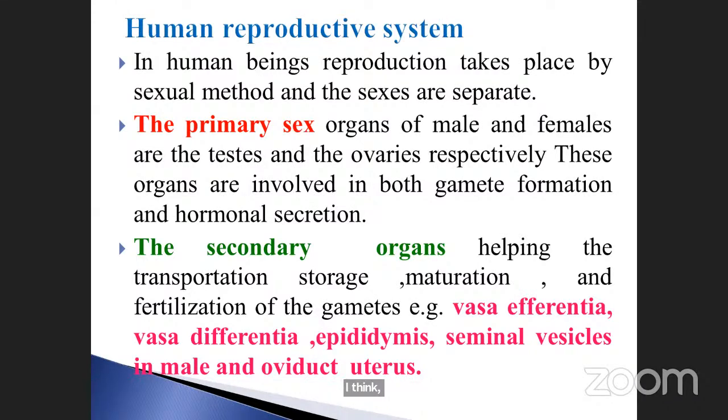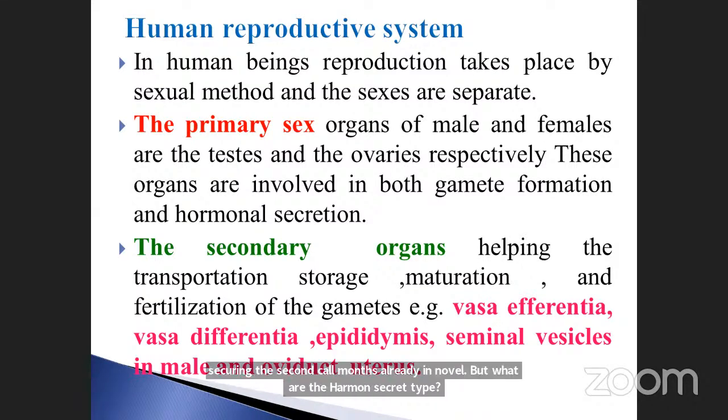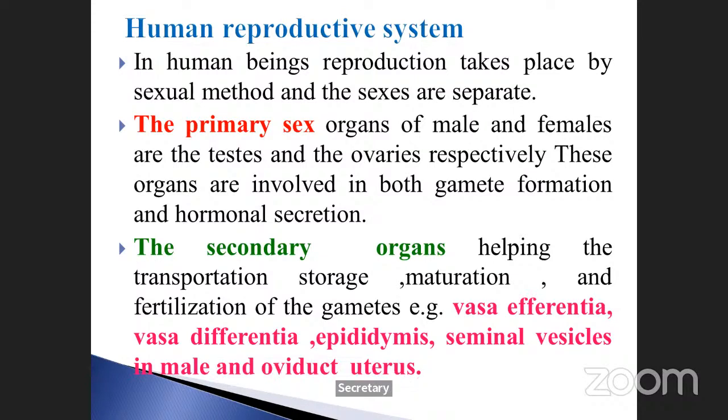This is very, very important. You must note which one is the primary sex organ in male and female, secreting different hormones. Already know what hormones are secreted respectively. In this category, the oviduct and also the uterus are the secondary organs. These are internal organs, parts of the organs. This is also very, very important.